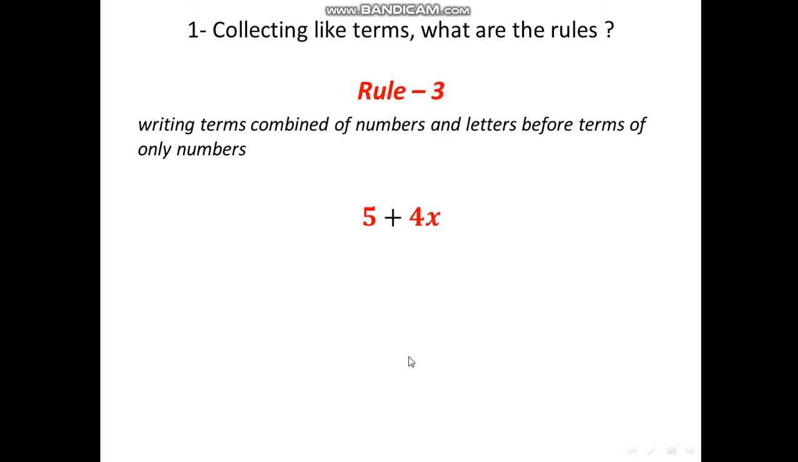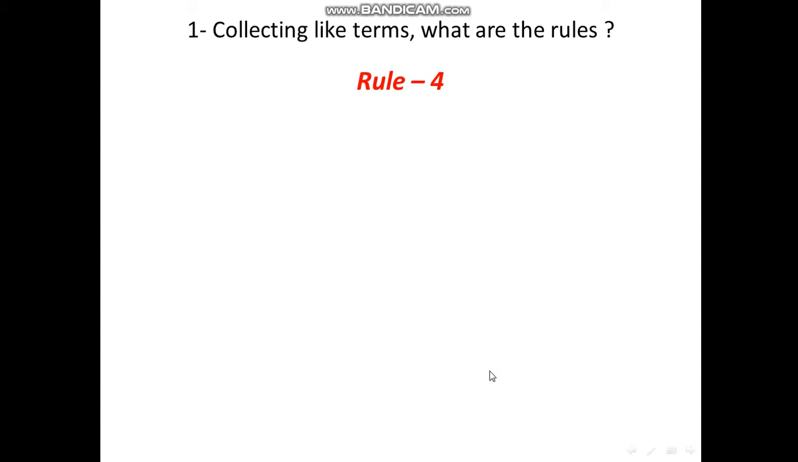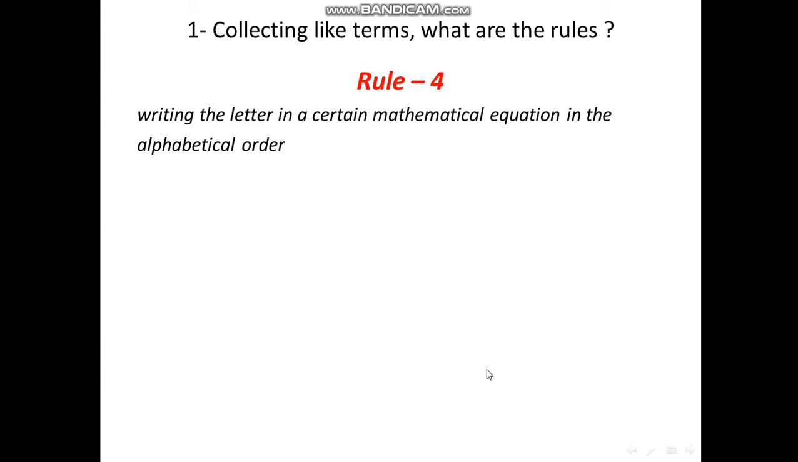Rule number 3, writing terms combined: 5 plus 4x and 4x plus 5. Which one is correct, which one is wrong? When they are combined, letters and numbers come first, and the number alone comes in the second position. So the first position is for the combined term, which is number and letter, and the second position is for the number only.